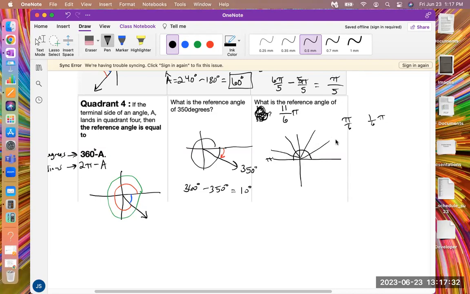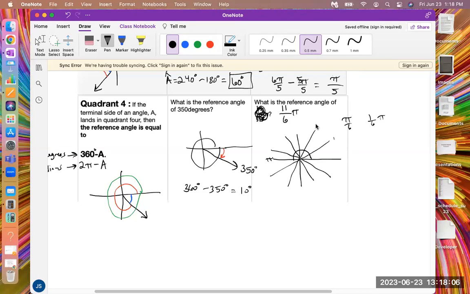And then if I keep counting, that's 1, 2, 3, 4, 5, 6, 7. And if I cut the bottom also in 6s, let me just establish it. 1, 2, 3, 4, 5, 6. There's 6 equal angles in the bottom and 6 equal angles on the top. And now I just have to count 11 of them.